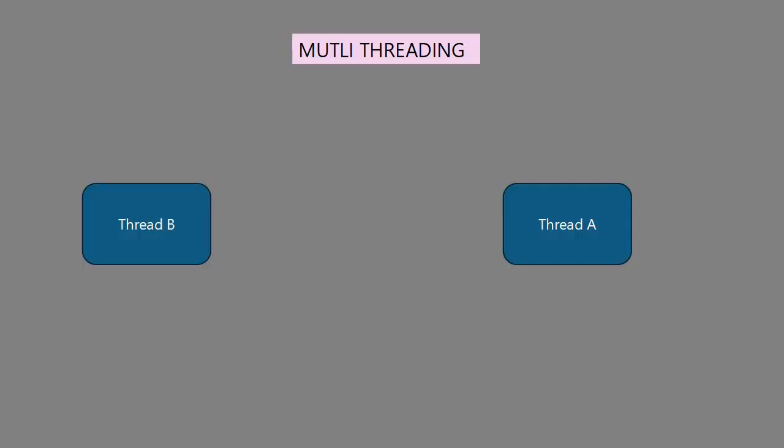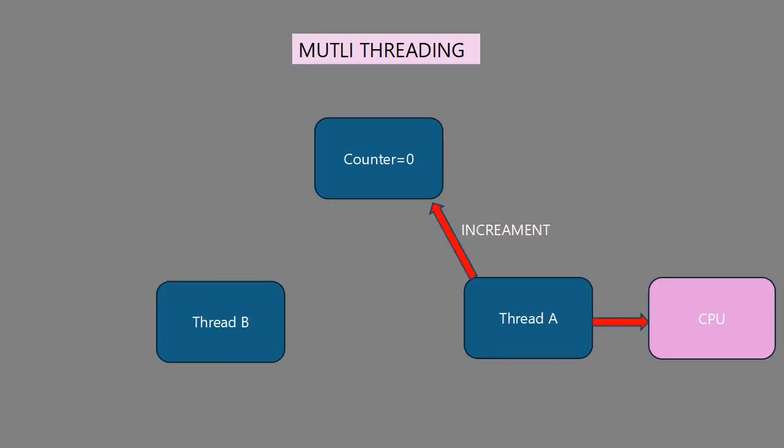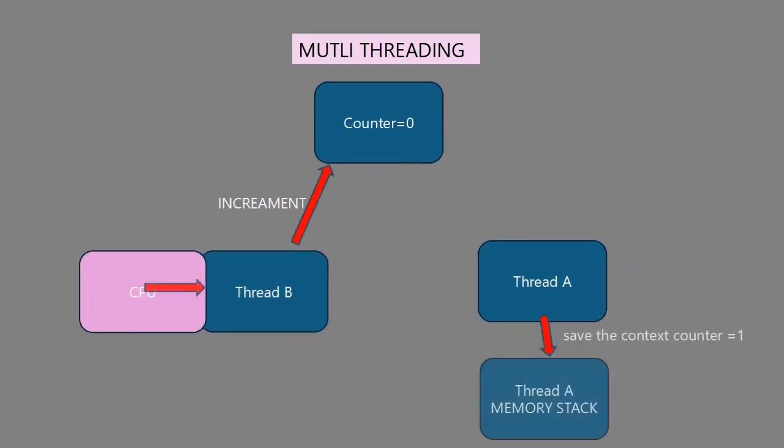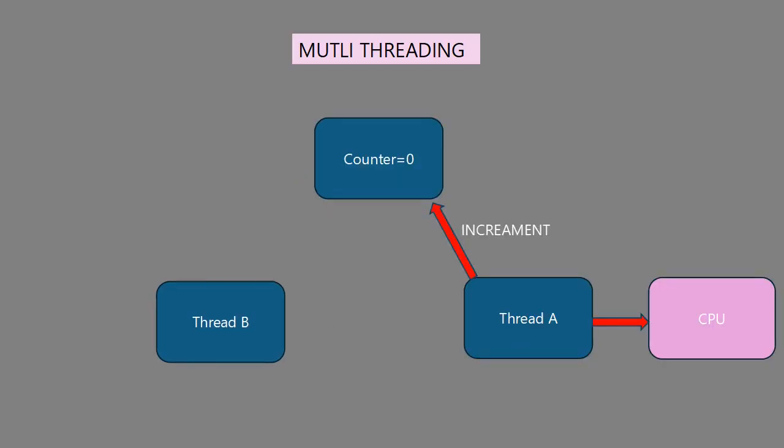To understand why this happens, we need to look at how threads and memory work. Every thread has its own private memory stack, and these are not shared between threads. When the CPU switches from one thread to another, say from thread A to thread B, it saves thread A's state. Thread A starts incrementing the global counter.